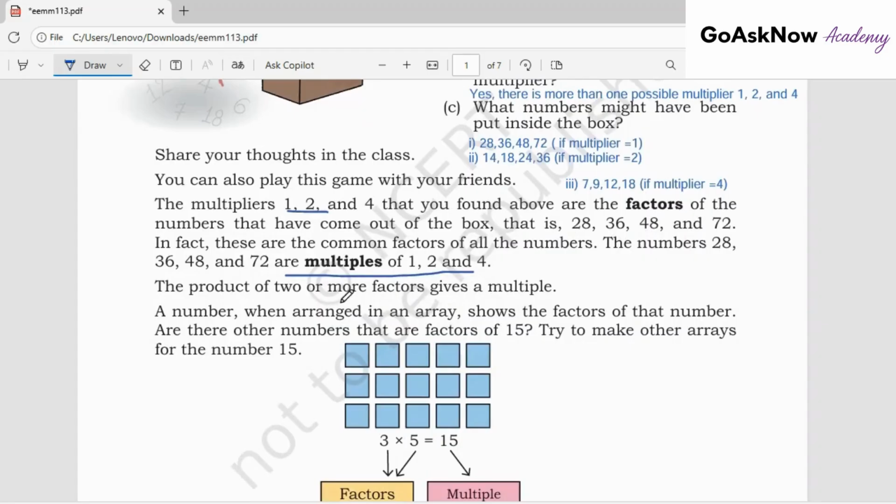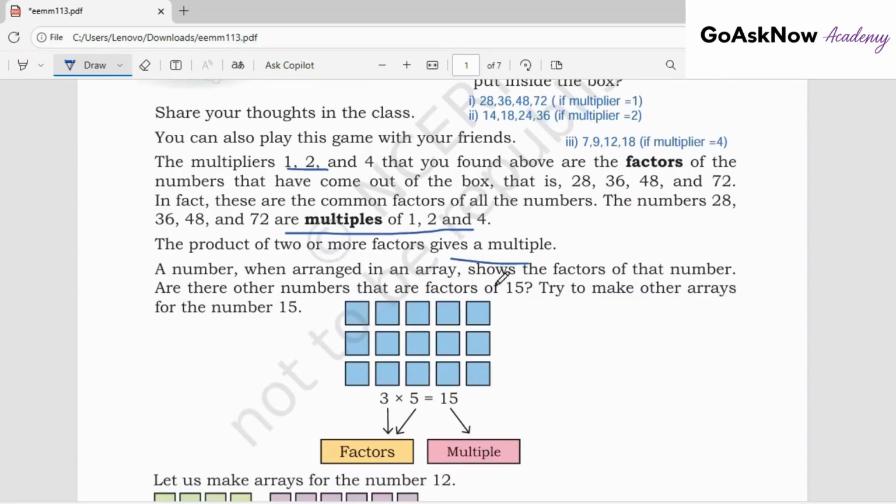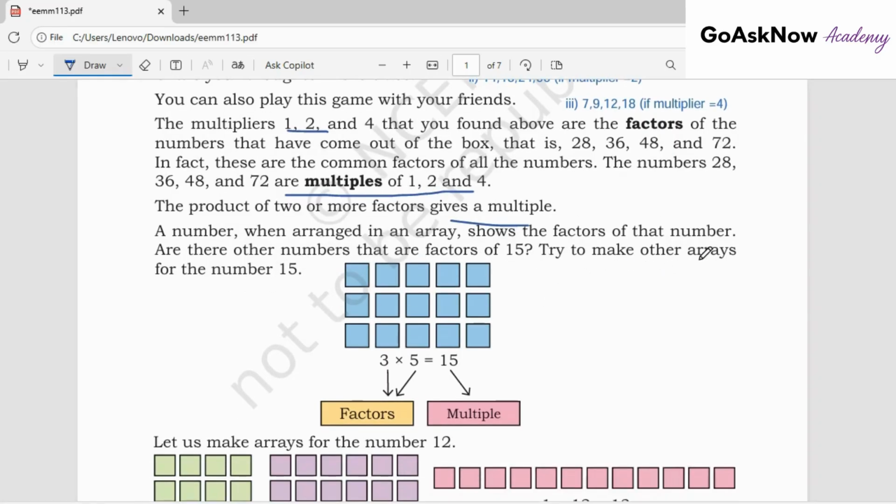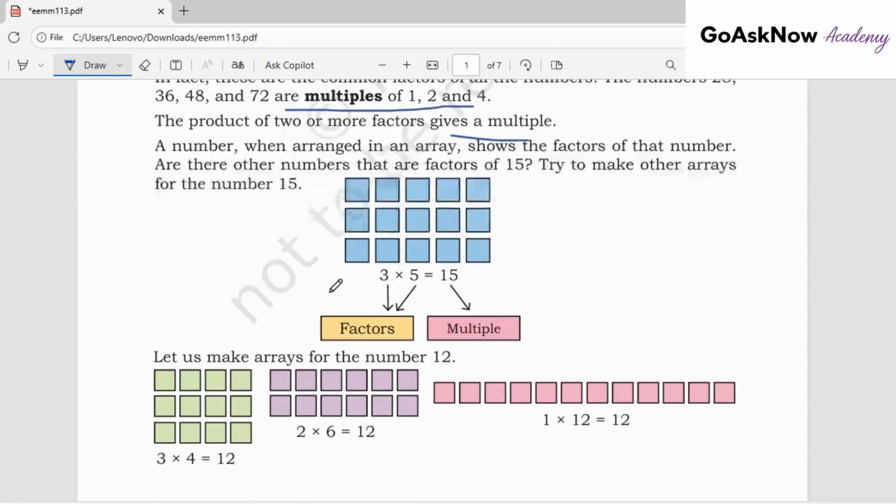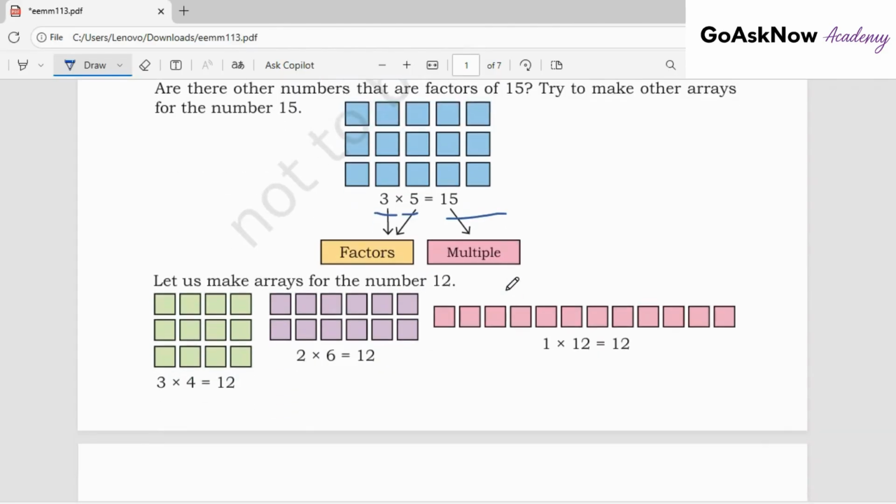The product of two or more factors gives a multiple. A number when arranged in an array shows the factors of that number. Are there other numbers that are factors of 15? Try to make other arrays for the number 15. Here the factors are 3 and 5, and 3 into 5 is 15, a multiple. Here the factors are 3 and 4, and 3 into 4 is 12.